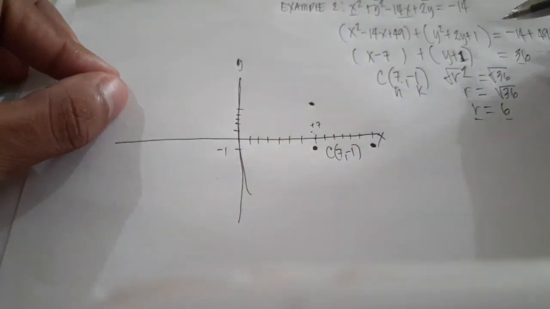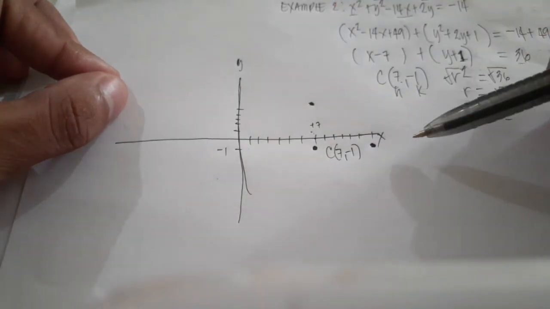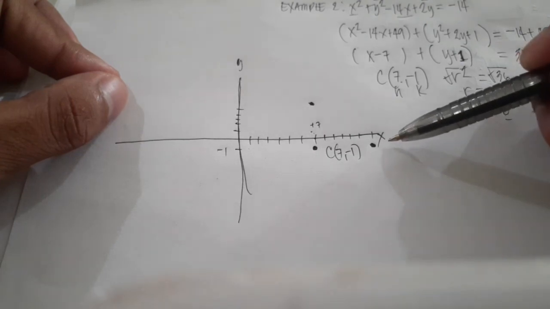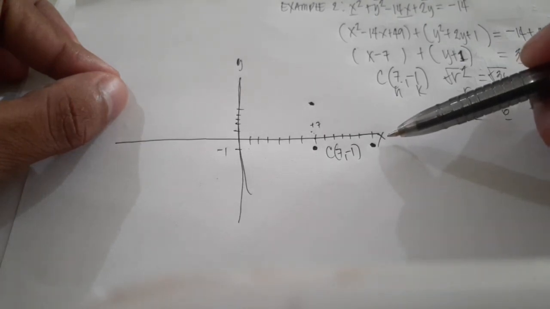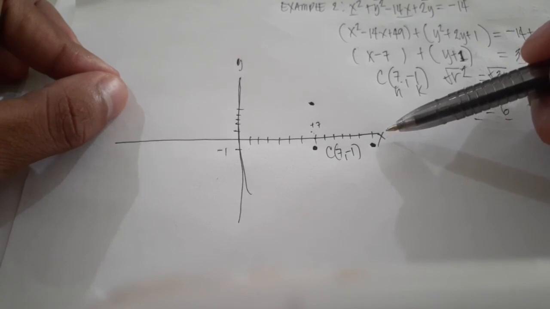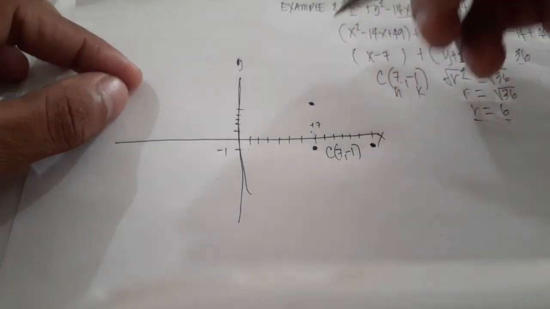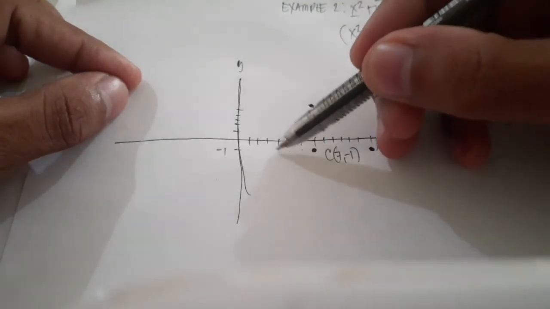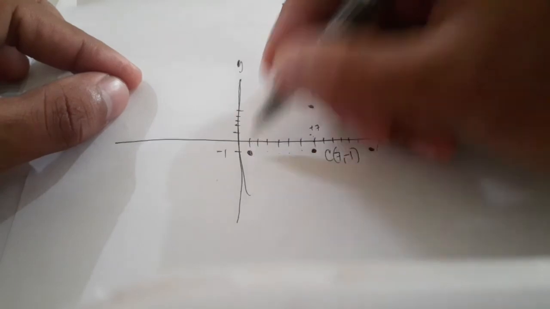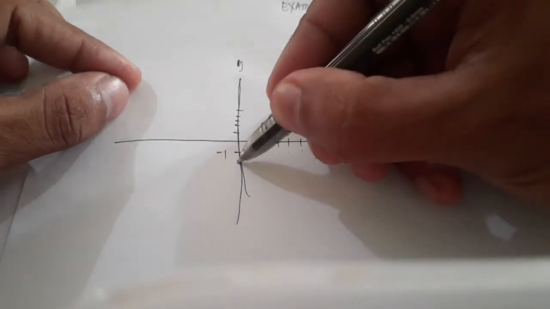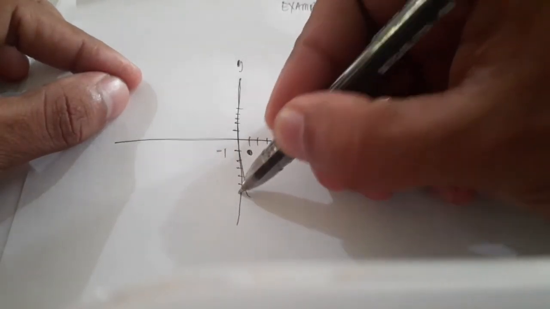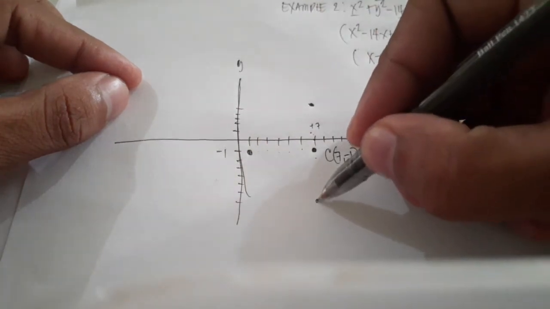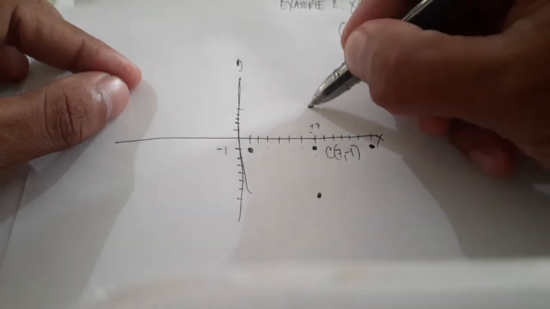Okay, so we don't need to put the values of x or y, or our coordinates, anymore. Let's just have the sketch. So 6 units left. 1, 2, 3, 4, 5, 6. So it will be here. Then 6 units down. 1, 2, 3, 4, 5, 6. So it will be located in here. So our circle now will look like this.